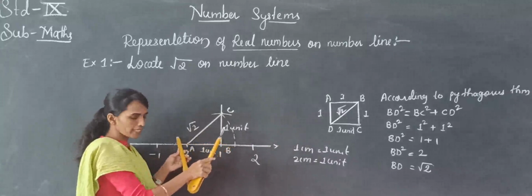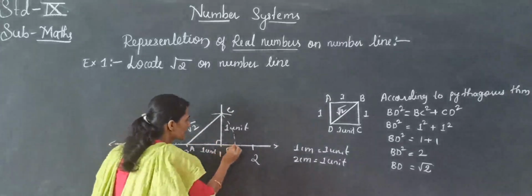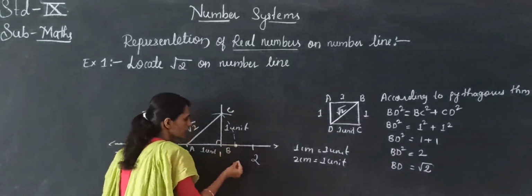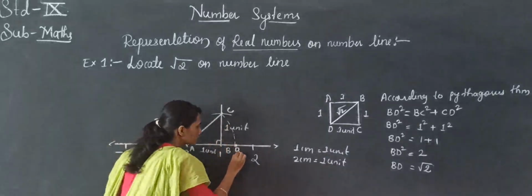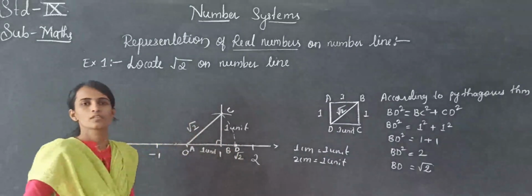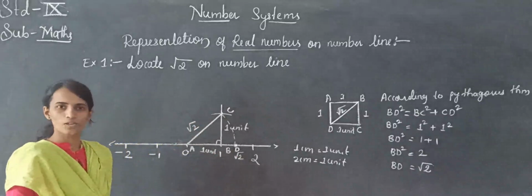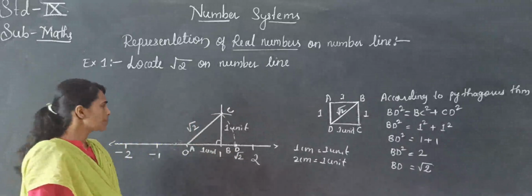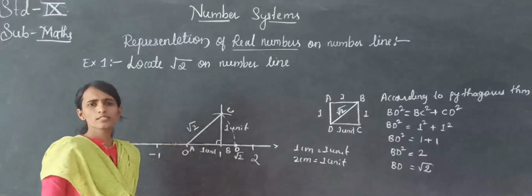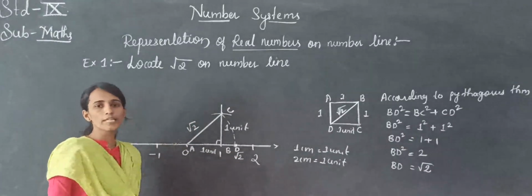So where it will intersect the number line, there you have to give a point D, and that is only root 2. Got it, students? That is how to represent root 2 on the number line. Similarly you can represent root 3, and similarly you can represent root 4 also.